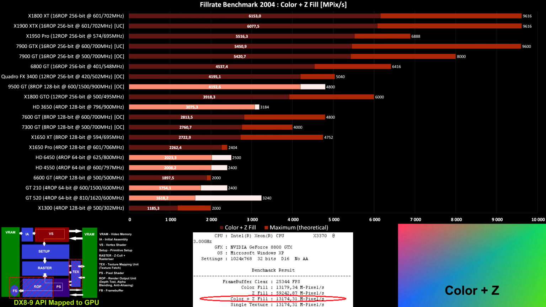Color data from ROPs is saved into the frame buffer, which is used by the RAMDAC to display the final image on the monitor.